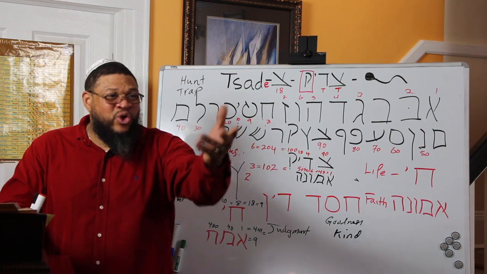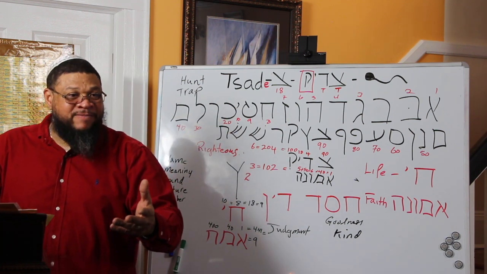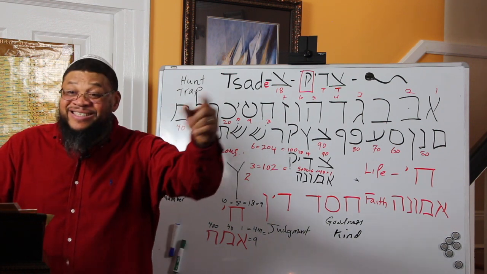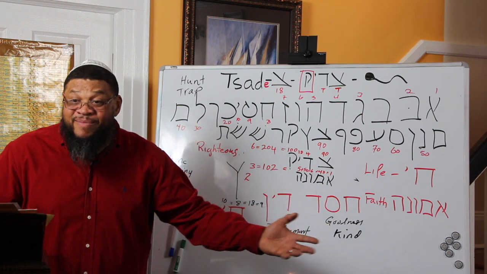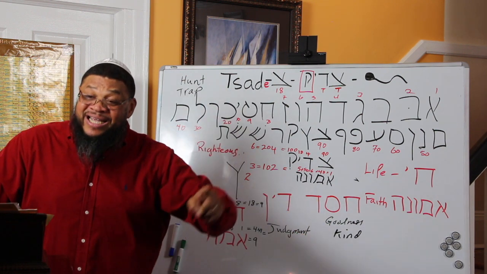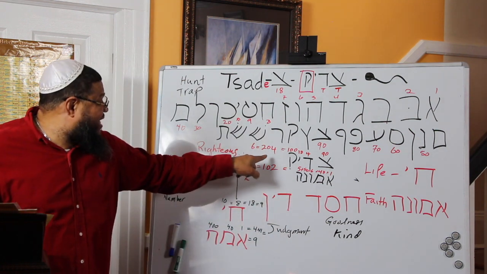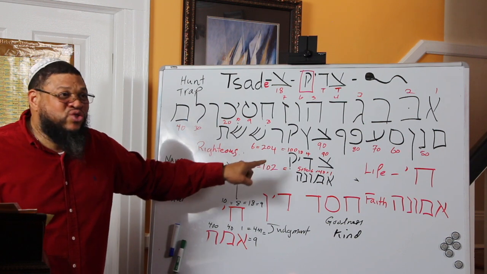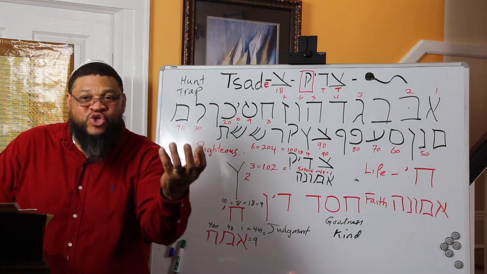And this is where he told the Pharisees and the Sadducees, he said, look, your righteousness must exceed those of the Pharisees. If your righteousness doesn't exceed them, you can't enter into his kingdom. Your righteousness must exceed the scribes and the Pharisees. Must! Because they see it in themselves. But we only see righteousness through who? Through the Emunah. Through Yeshua Mashiach.